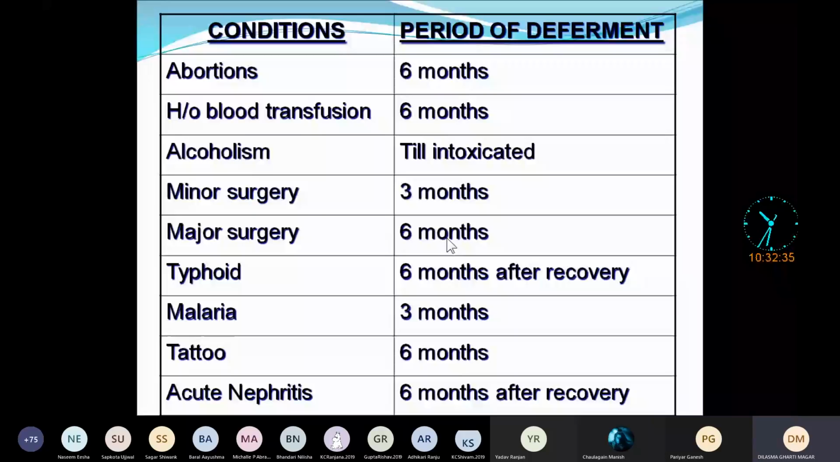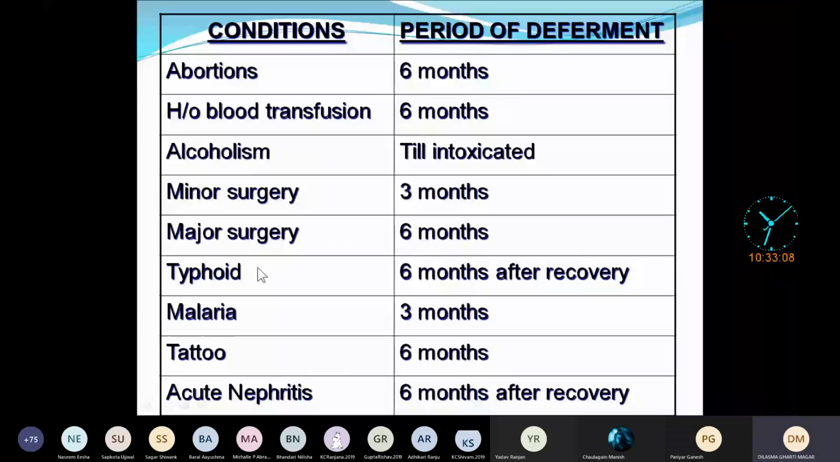Actually, minor surgery means whenever a person is having a local anesthesia. Understood here? So that part, wherever the surgery is done, only that part is anesthetized. That is known as minor surgery. And major surgery means whenever general anesthesia, the person will not know anything. That is known as major surgery. So when a person has gone under major surgery, the blood should not be taken for 6 months.